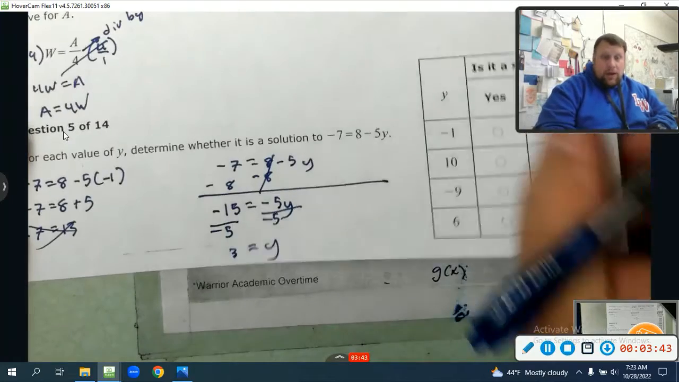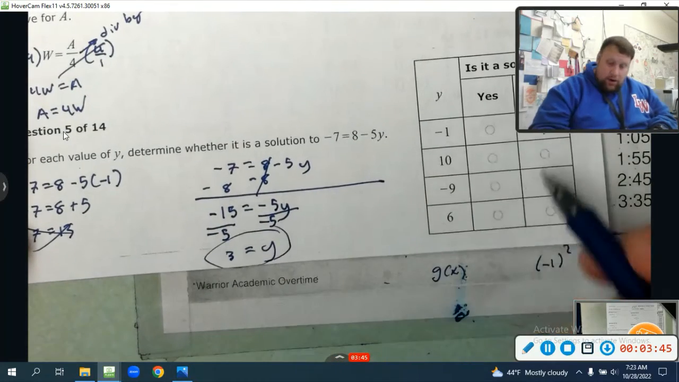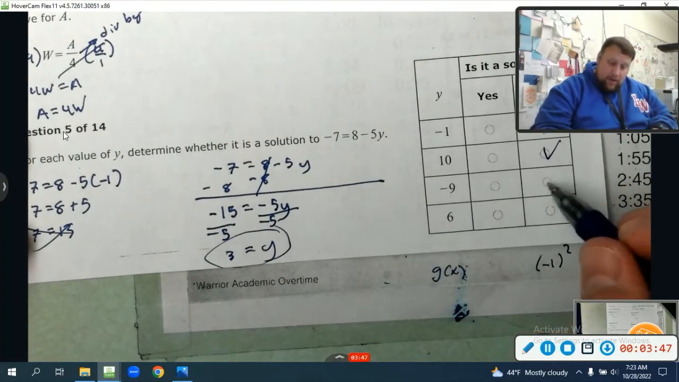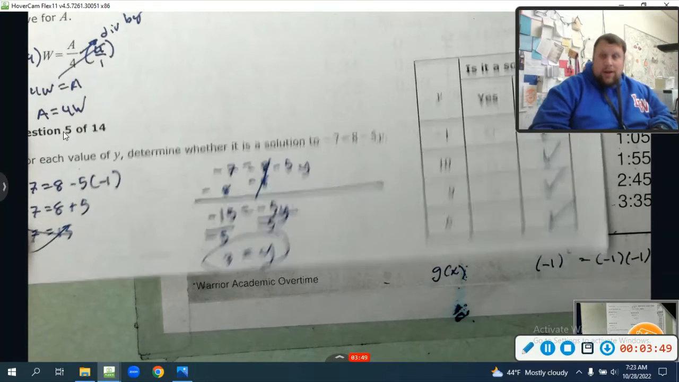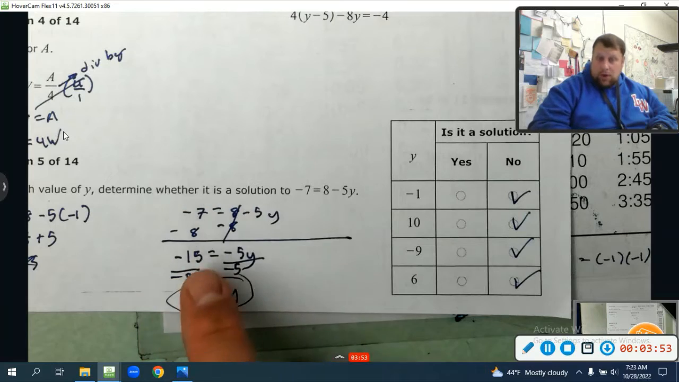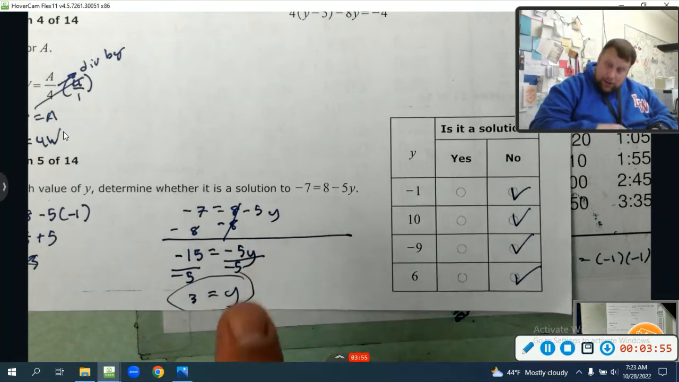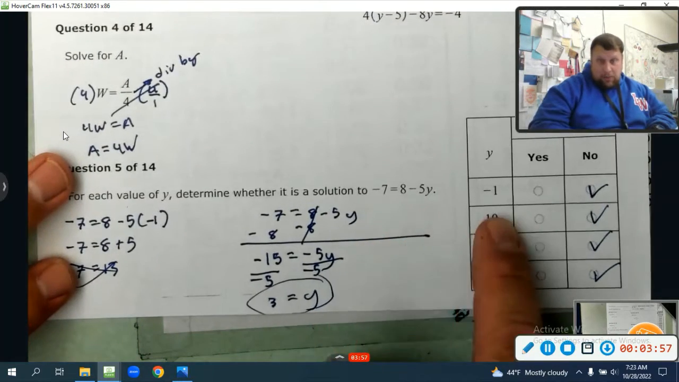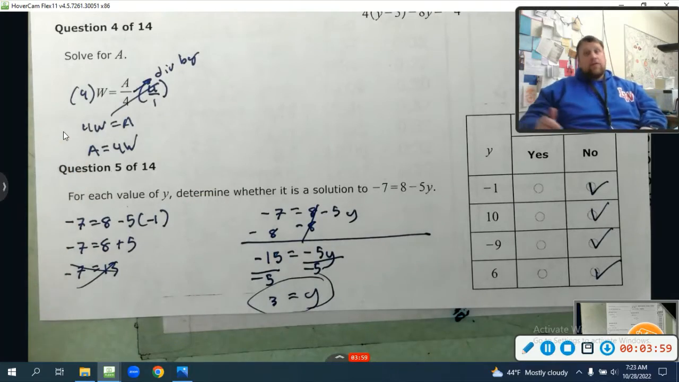So if 3 equals y, I look over here. 10 doesn't work. Negative 9 doesn't work. And 6 doesn't work. None of those are the correct solutions. You see how I was able to do it just once? I think this way is easier because it's shorter. But if it works better for you to plug in the number, feel free to do that as well.